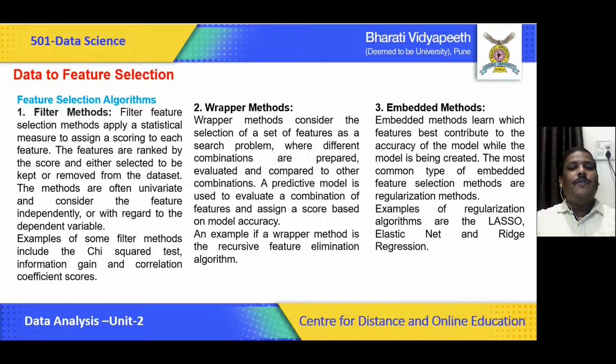An example of a wrapper method is the recursive feature elimination algorithm. Now what is this? Sometimes many features can be combined, that means wrapped. When we wrap something, that means we are hiding something. So here we are wrapping, that means collectively we are taking a few elements, or a few particular features, and we have to compare them with the others.